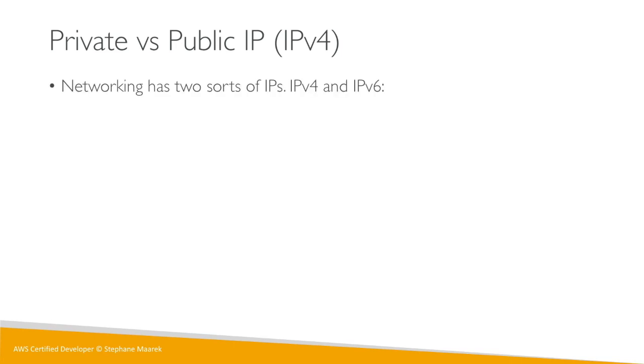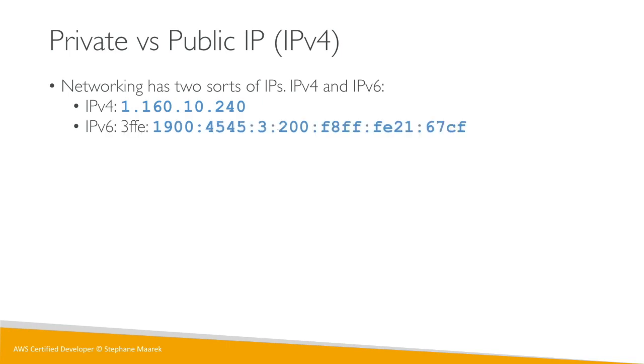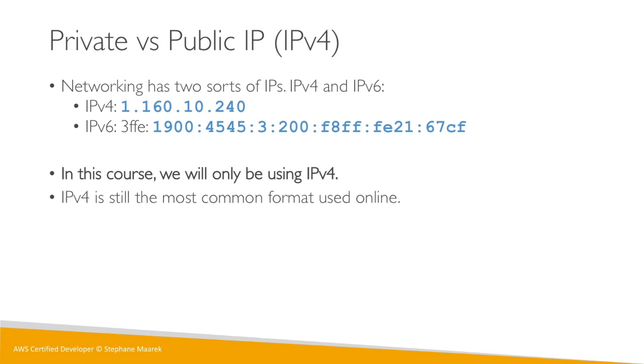So networking has two sorts of IP. There is IPv4 and IPv6. IPv4 is what is most common, what probably you know already. It's basically four numbers separated by three dots. IPv6 is a bit less common. It has this very long string of hexadecimal numbers and letters, and basically in this course we'll be using just IPv4, but know that AWS has support for IPv6 as well.